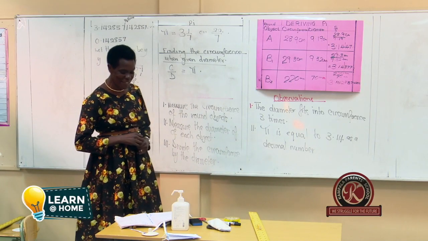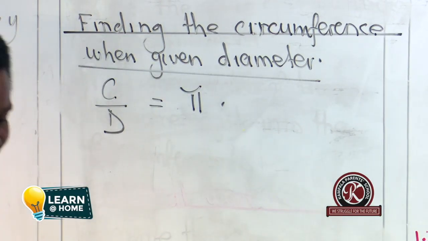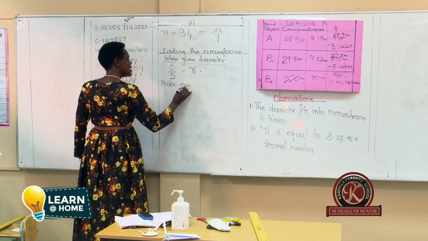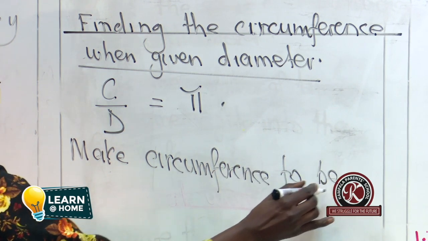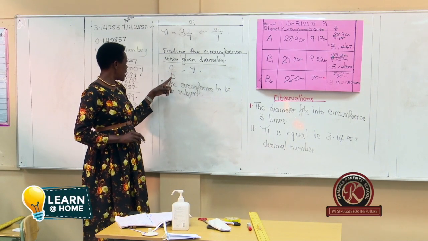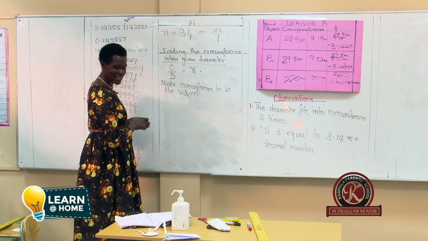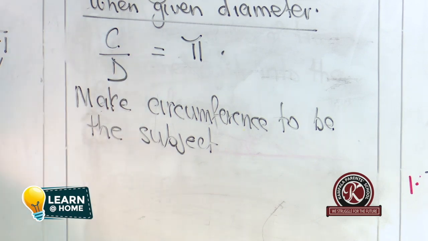Now, we want the circumference. What are we going to do? We want the circumference. So, we are going to make circumference the subject. So now we come and we say circumference divided by diameter is equal to pi. Make circumference the subject. That is to make C to be alone on one side.